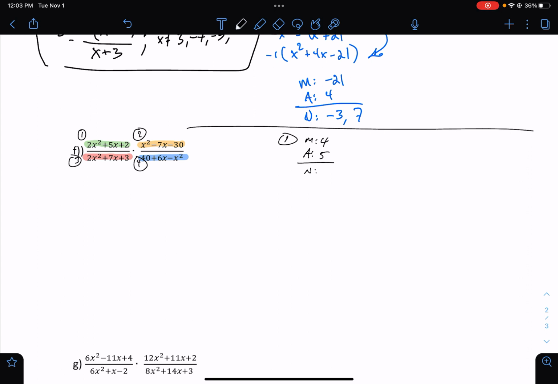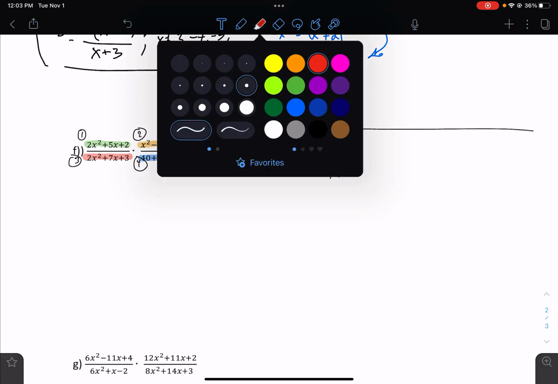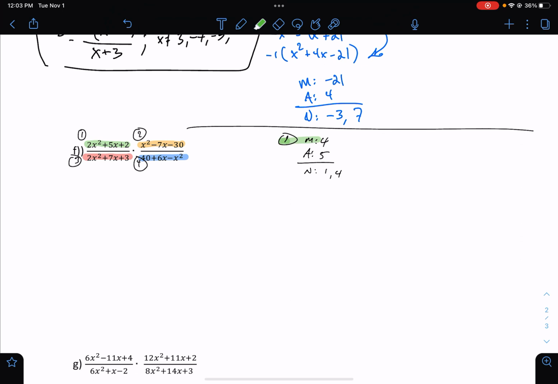What are we going to get? 1 and 4. Okay, 1 and 4 work. Now, is number one, the green one, a simple or complex trinomial? It's complex, right? Because the a value is not 1. So we're not able to go x plus 1 times x plus 4. That's not going to cut it. You've got to decompose the middle term.